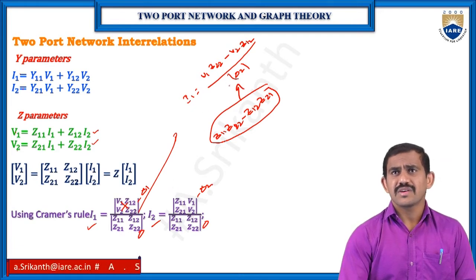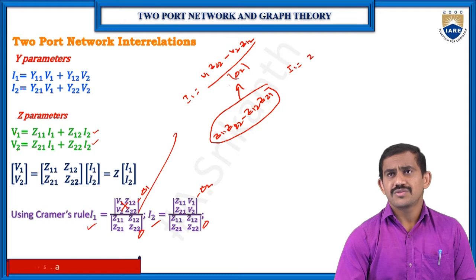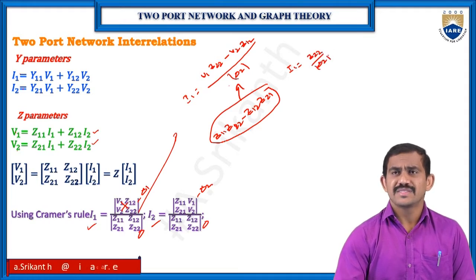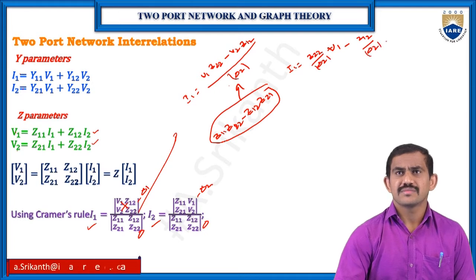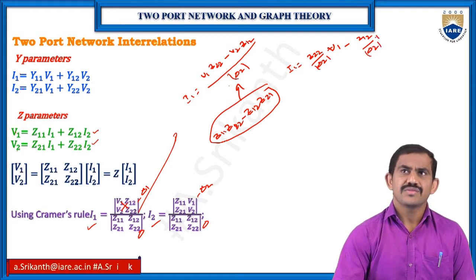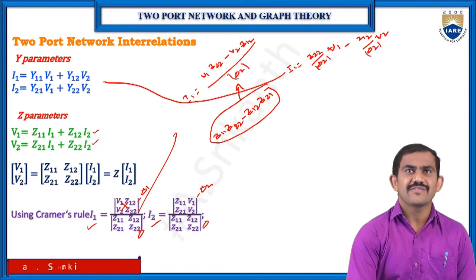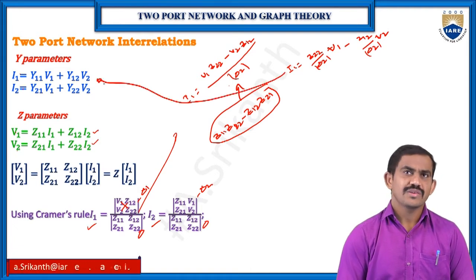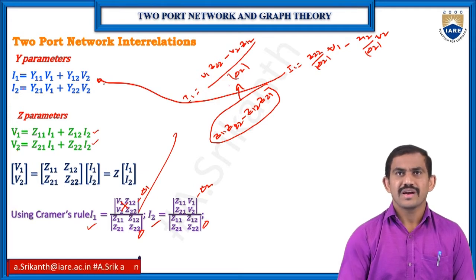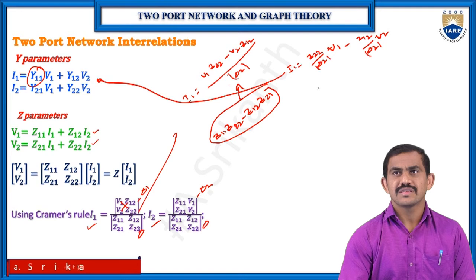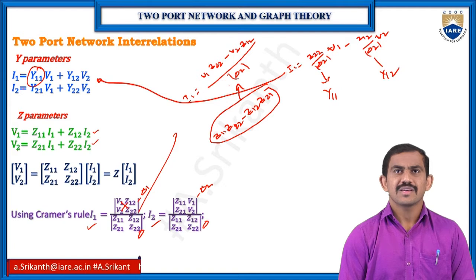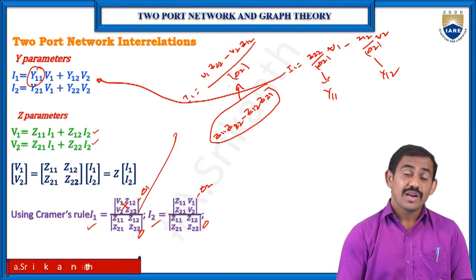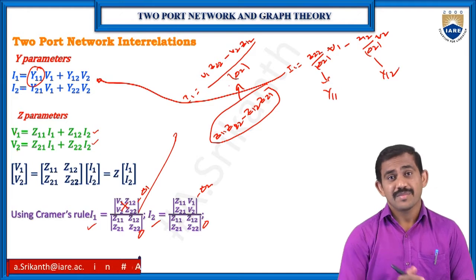Okay, now from this equation i1 is equal to z22 by del of z into v1 minus z12 by del of z into your v2 value. Now compare it to this i1 equation, we have y11 value and y12 value. So y11 value is nothing but this value, and this is y12 value. Okay, so when I know z parameters, I can find out y parameters.